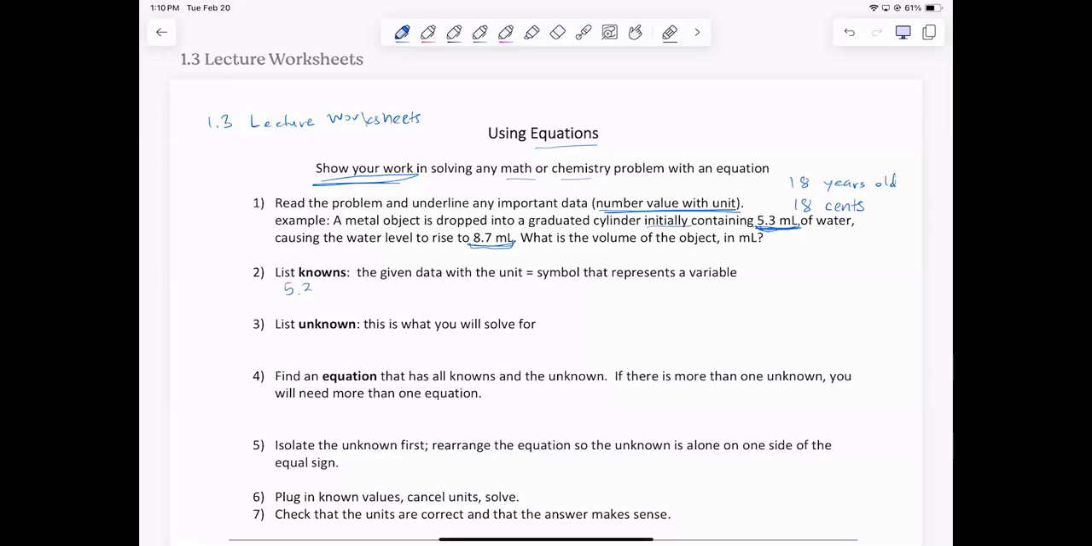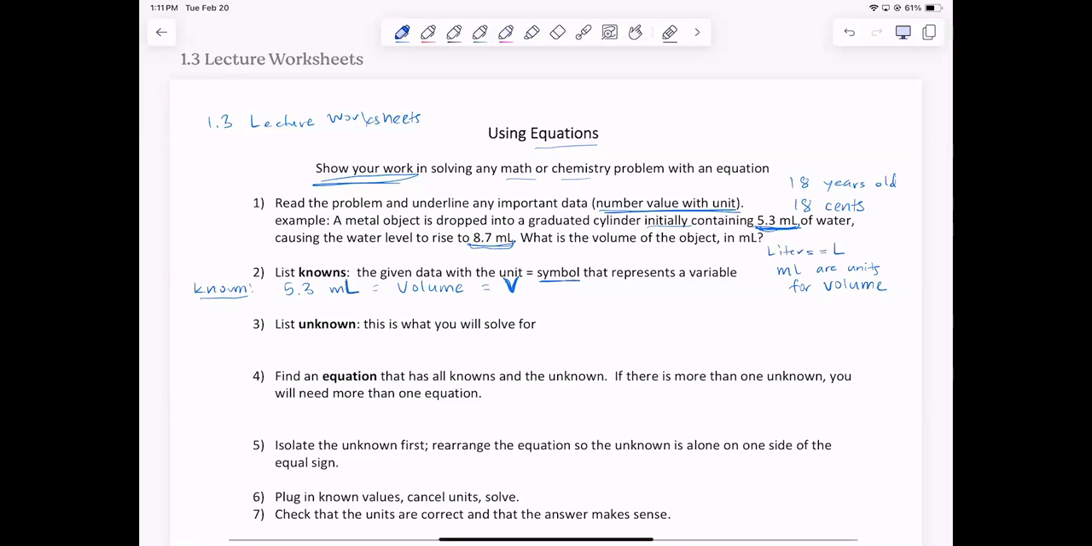So when you have a number value, 5.3 milliliters, you want to list that as what's called known information. Actually write the word known and then write the number with the unit and then what this number represents. The symbol for this, which is volume, not the word volume, but the letter for volume, is an uppercase V. And how do you recognize that that's volume? Because milliliters are the units for liquid volume. So liters, or uppercase L, is what you're looking for, and that's what you see here.